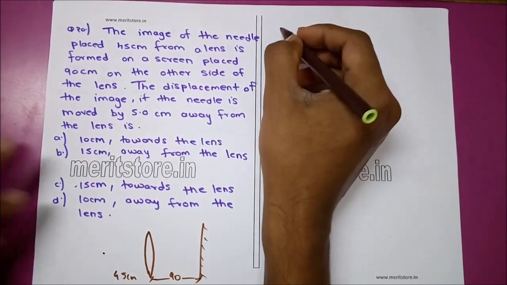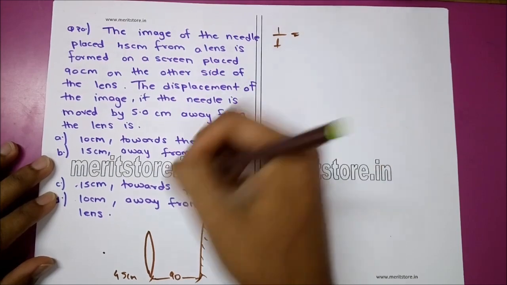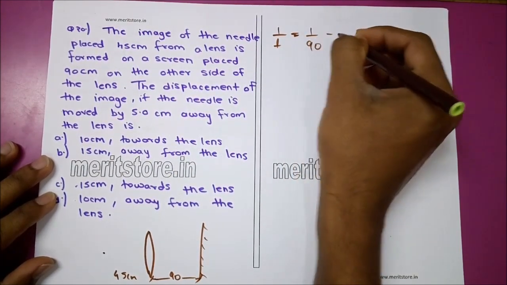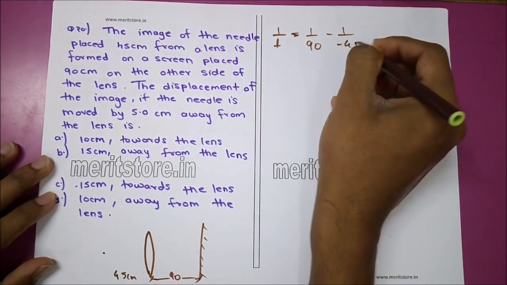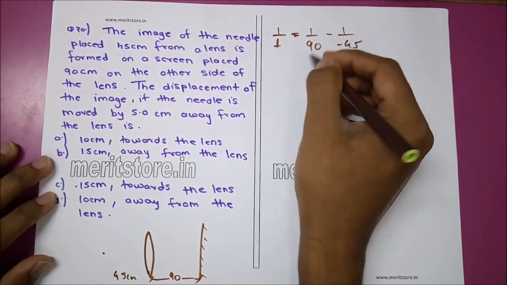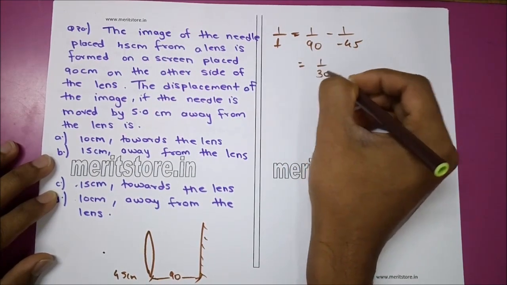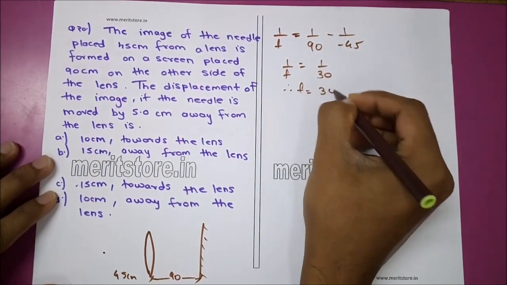Now using these values, let us find out the focal length of the lens. So 1 by f is equals to 1 by 90 minus 1 by minus 45, since it is on the left. So that turns out to be 1 by 30. So the focal length of the lens is 30 centimeters.